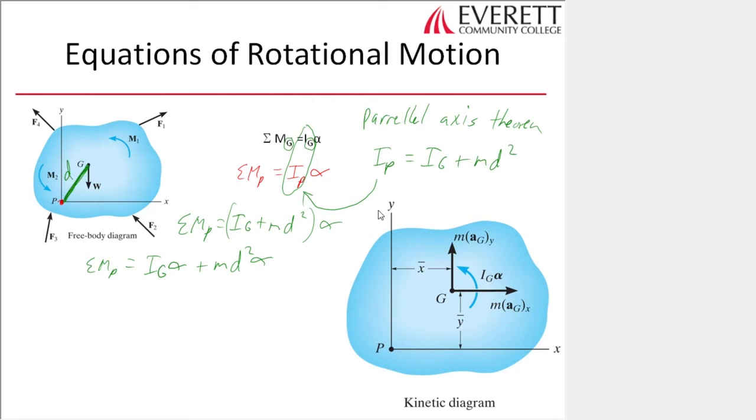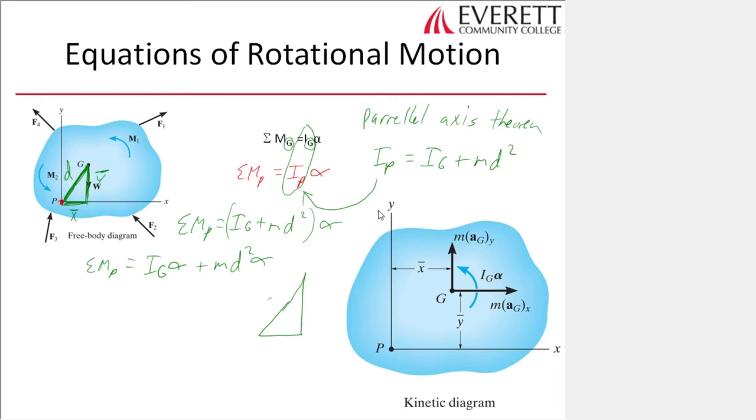We can also say that d, the distance from here to here, is that perpendicular distance from G to P. I can break that up into two components, an x component and a y component. That x component I'm going to call x bar, and that y component I'm going to call y bar. Why x bar and y bar? Because that's the location of our center of mass. When we learned center of mass and centroid in statics, we always used that same notation. X bar and y bar was the location of the center of mass, and G is our center of gravity, which is the same thing as the center of mass if we have a uniform gravitational field, which we do on Earth.